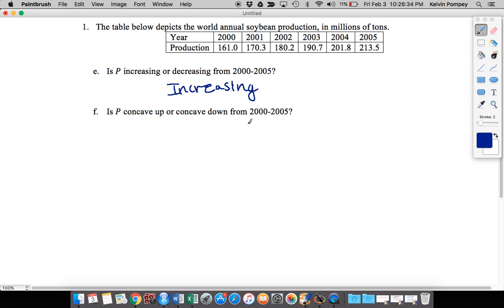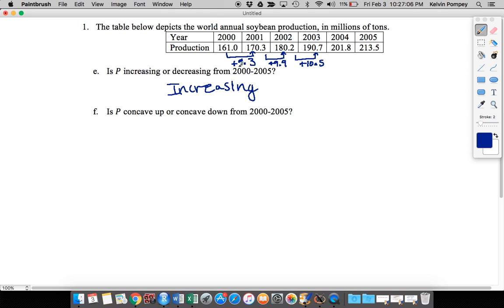If so, I'm going to say it's concave up. Or is it increasing slower as I go along, right? And this is when I can look at the differences in these numbers here. For instance, as I said before, this is an increase of about 9.3. Here, this is an increase of about 9.9. And then here, 10.5. And so as you can see, it's getting bigger and bigger every time I increase.